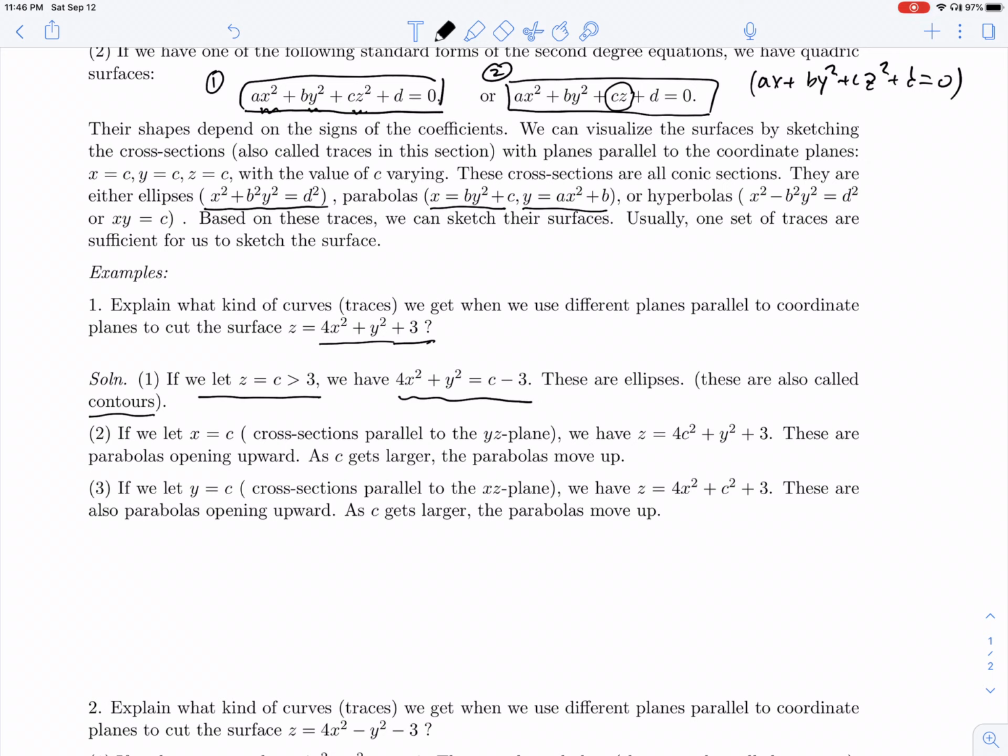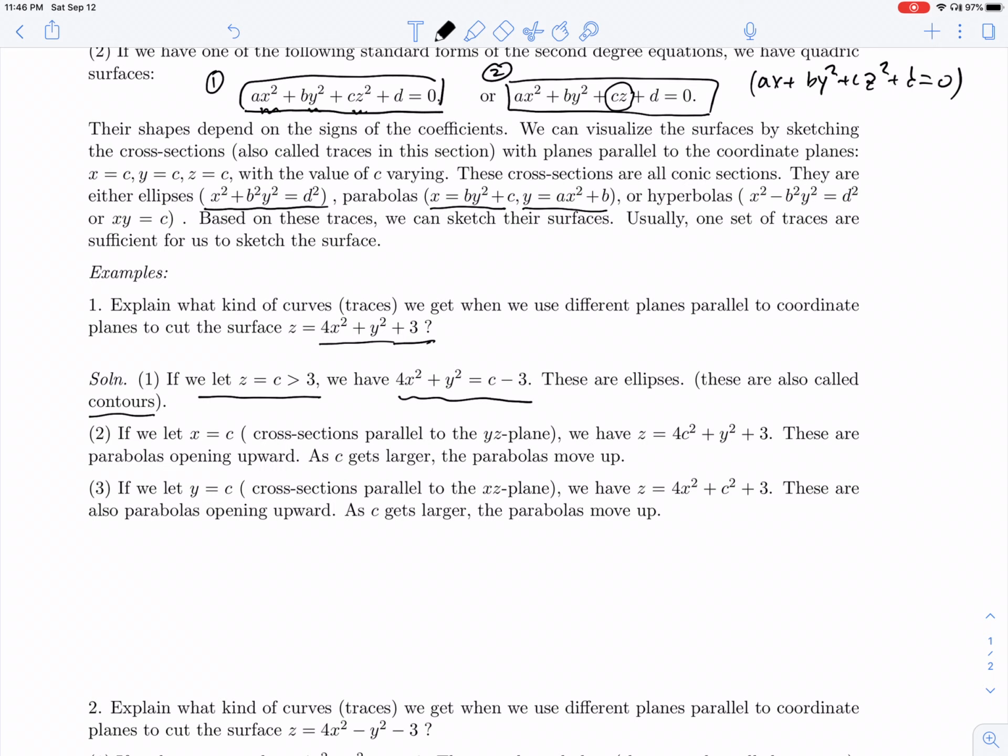And for the next two cases, we are looking at cross sections with respect to either yz planes or xy planes, planes parallel to xy, yz, or xz, these coordinate planes. And we can see these are just parabolas. Depending on the value of c, we have different sizes of the parabola.